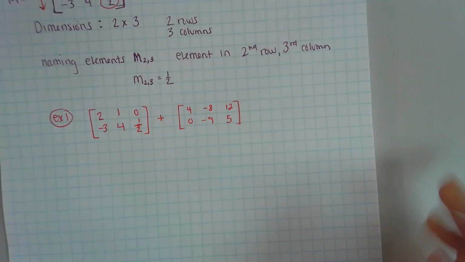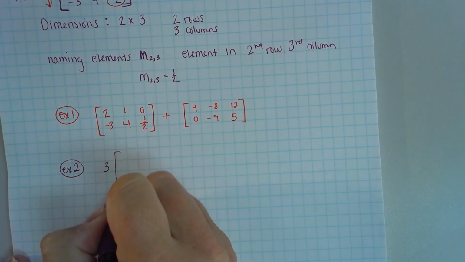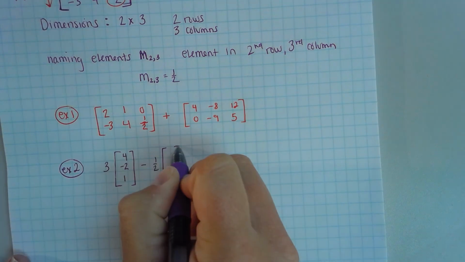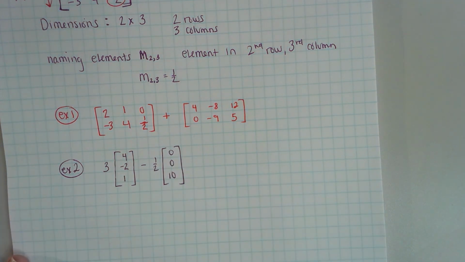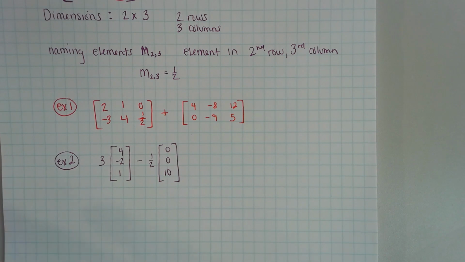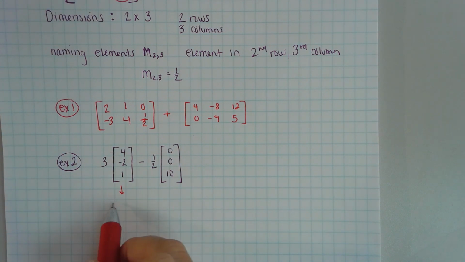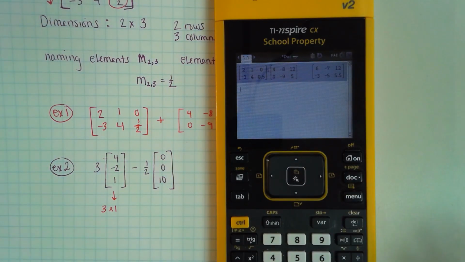What if we did something like this? So this is going to be example 2. What if I said 3 times this matrix minus 1/2 of this matrix? Okay. So again, no matter which calculator we're using, we need to know the dimensions so that we can get those templates in there. So this matrix here has 3 rows and only 1 column. So it's a 3 by 1. And that, again, that's important information when I go to my calculator.